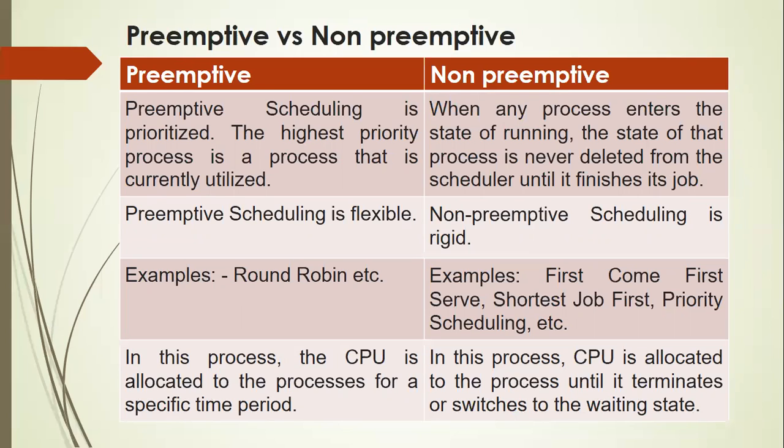So in the case of preemptive, all the processes can be prioritized. The highest priority process is the one that currently utilizes the CPU. And compared to non-preemptive, it is much more flexible.